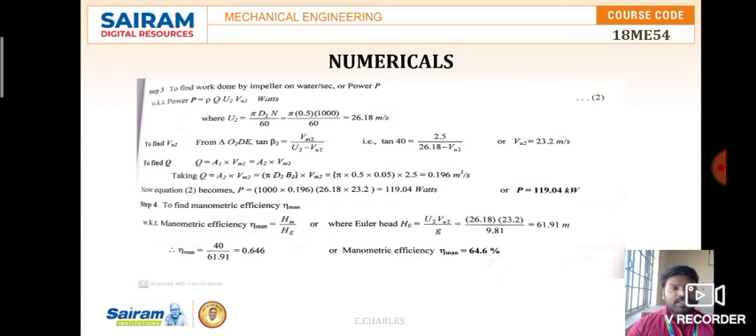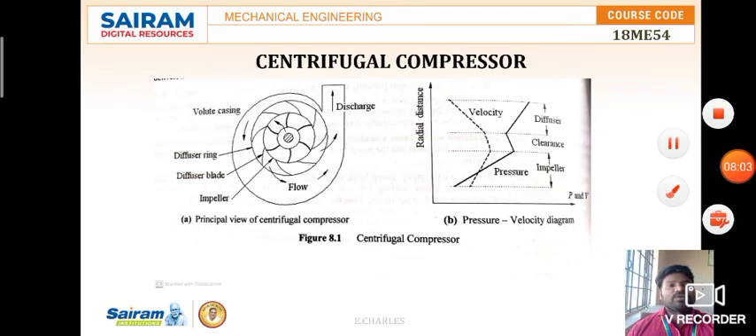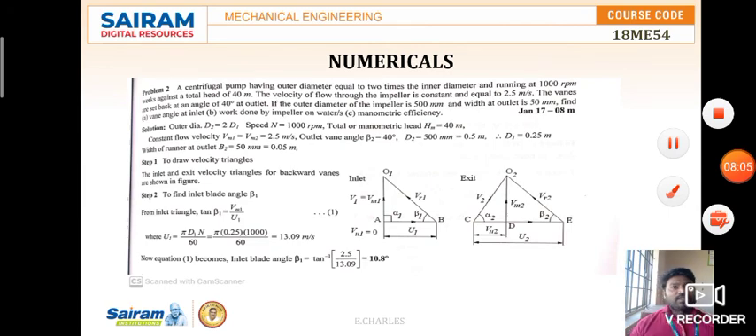The last and final one is finding out the manometric efficiency. The formula for manometric efficiency is manometric head divided by Euler head. That is, Euler head is equal to U2 Vw2 by g, which is 61.91 meters. So manometric efficiency is equal to 40, the manometric head, divided by 61.91, the Euler head. Then manometric efficiency is equal to 64.6%. So this is how you solve the two different problems.